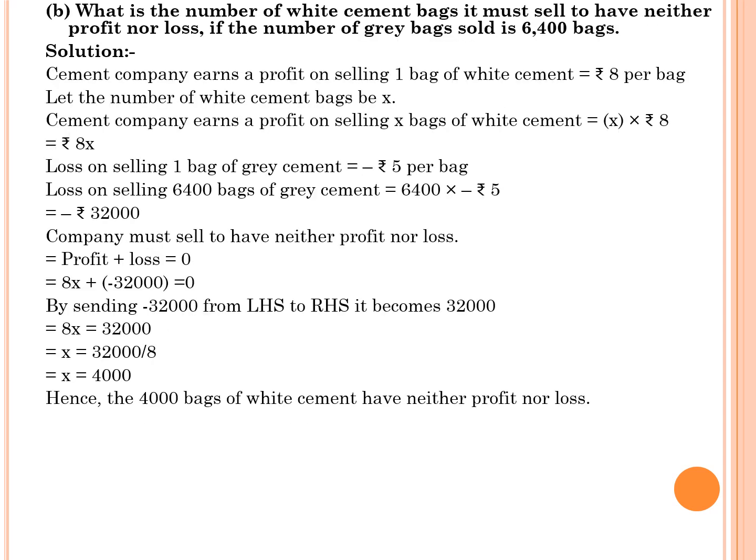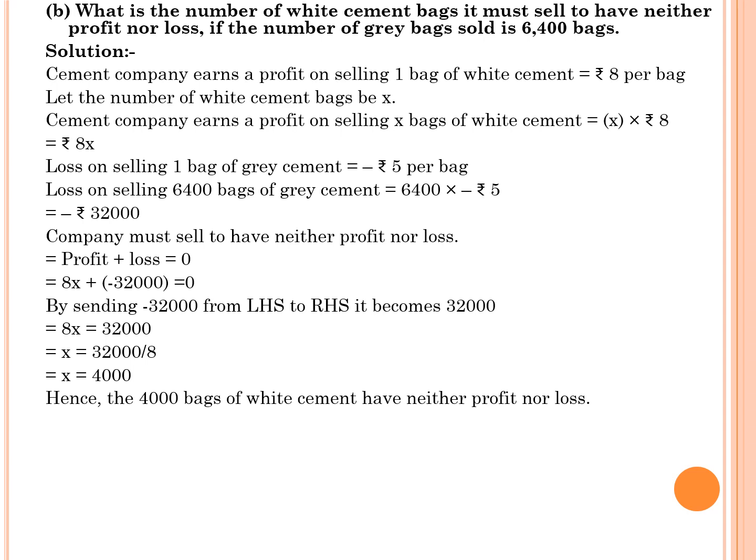B question. What is the number of white cement bags it must sell to have neither profit nor loss, if the number of grey bags sold is 6,400? Solution. Cement company earns a profit on selling 1 bag of white cement of rupees 8. Let the number of white cement bags be x, as we don't know how many white bags it should sell.